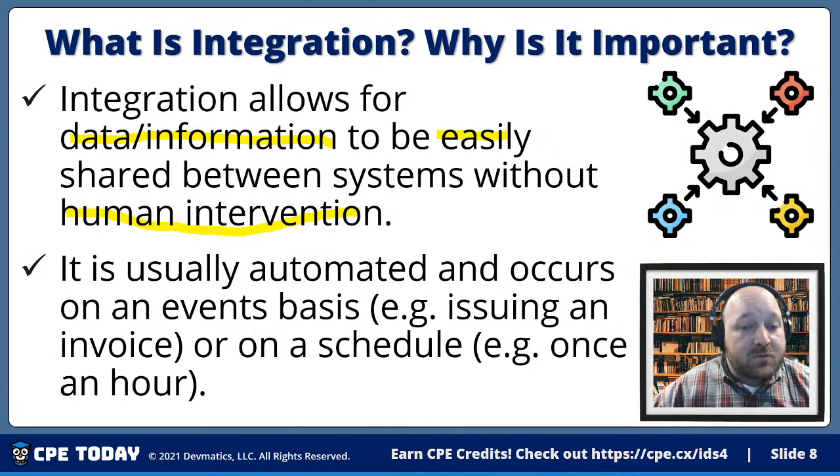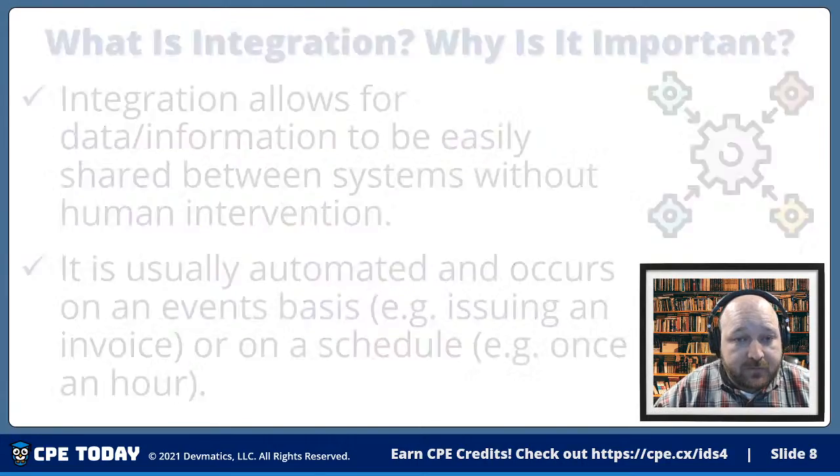It typically occurs on some sort of automated basis, automation being the key component in terms of you not having to be involved. And it could be on an events basis. For example, a trigger will occur, like issuing of an invoice, setting up of a client, payment of a bill or something like that. Or it could occur on what we call a scheduled basis, once an hour, once a week, depending on what the requirements of the project are.